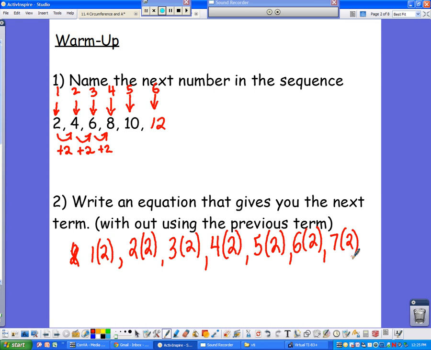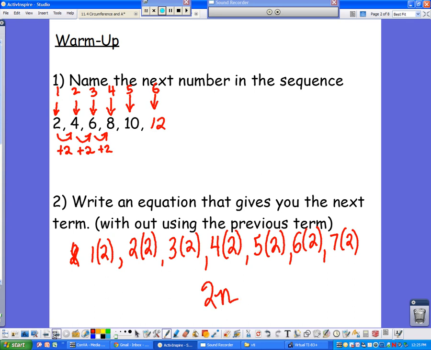So they all have a 2 in common, and I'm just going to take whatever number it is, times n. So n will always represent what term in the sequence it is. So if I wanted the 100th term, then I could plug in 100 here and find out that the 100th term would be 200. Okay.